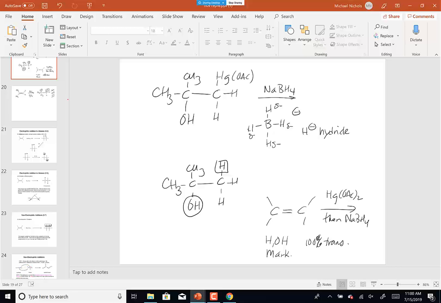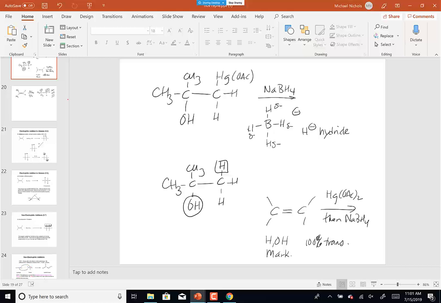We won't do it in the lab. But a lot of these metal reactions that we're going to talk about, that's something we have to consider. Can we get all that metal back out of our compound if we're going to do a drug synthesis? Right, so that's mercuration, demercuration.